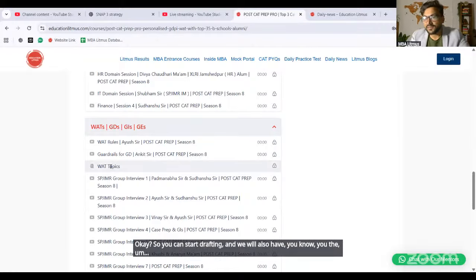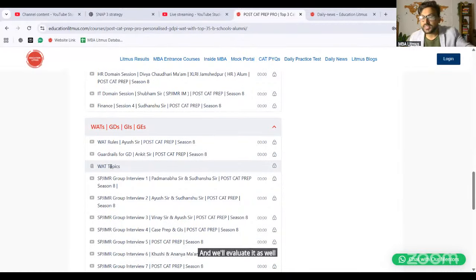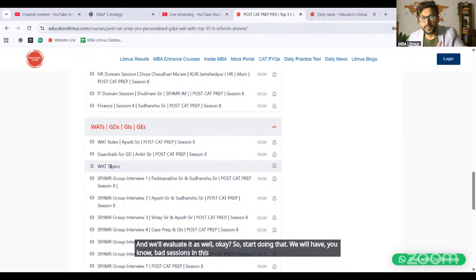You already have our postcard prep mail ID. What you can do is share it with us, and we'll evaluate it as well. So start doing that. We will have WAT sessions in this season also, but you can proactively start because you already have it in front of you. I'm hoping that part is clear to everybody.